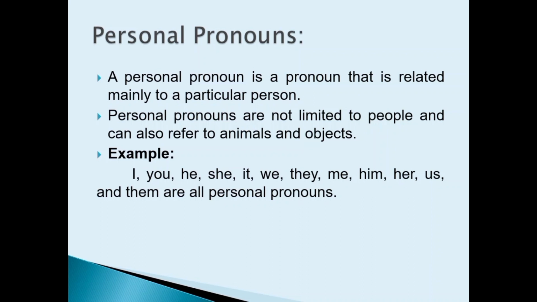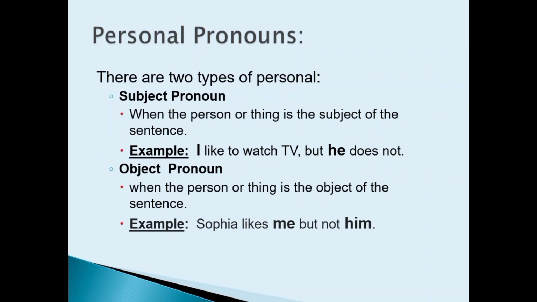For example, I, you, he, she, it, we, they, me, him, her, us, and them are all personal pronouns. There are two types of personal pronoun: subject pronoun and object pronoun. When the person or thing is the subject of the sentence, it is called a subject pronoun.